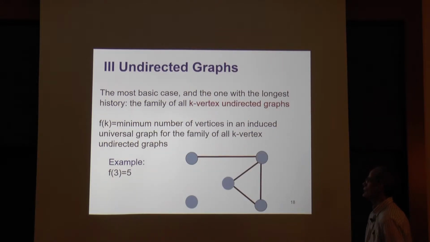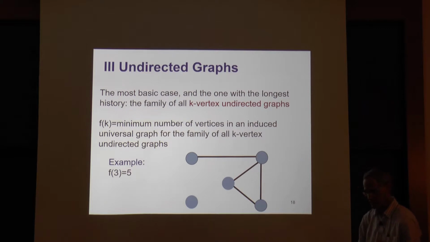Okay. So I want to talk more about one basic case, maybe the most basic case, and also the one with the longest history. It's just the family of all k-vertex undirected graphs. We denote by f of k the minimum number of vertices in an induced universal graph for the family of all k-vertex undirected graphs. And just to practice the definition, let me convince you that f of 3 is 5.